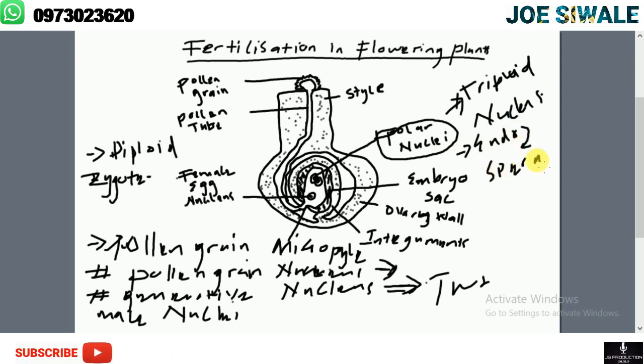Due to these processes, fertilization in flowering plants is referred to as double fertilization. So that's the process of fertilization in flowering plants.